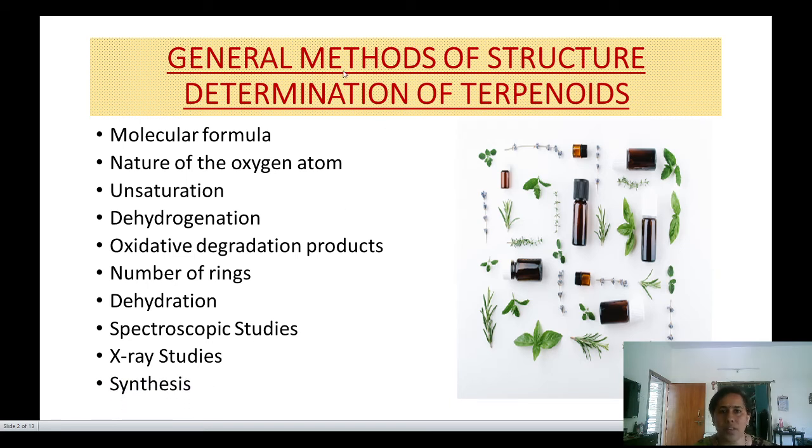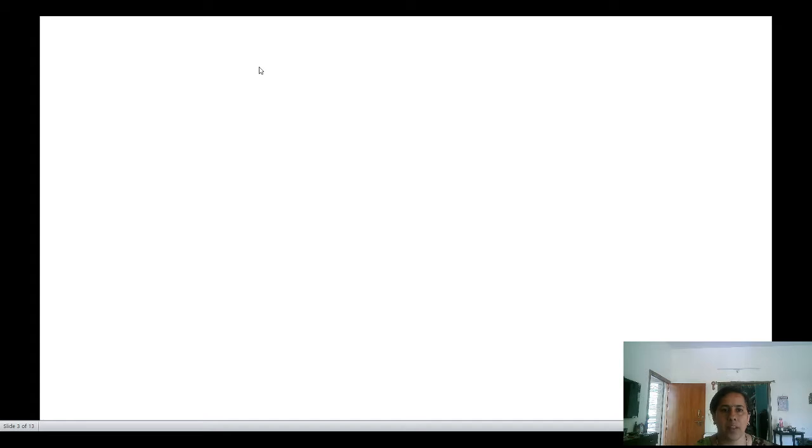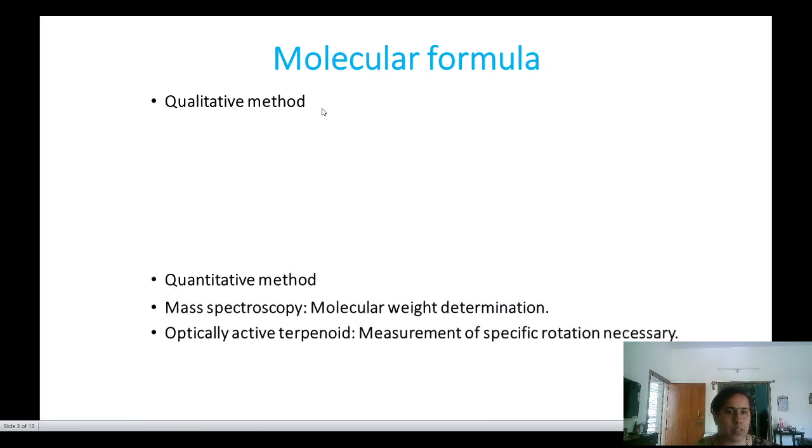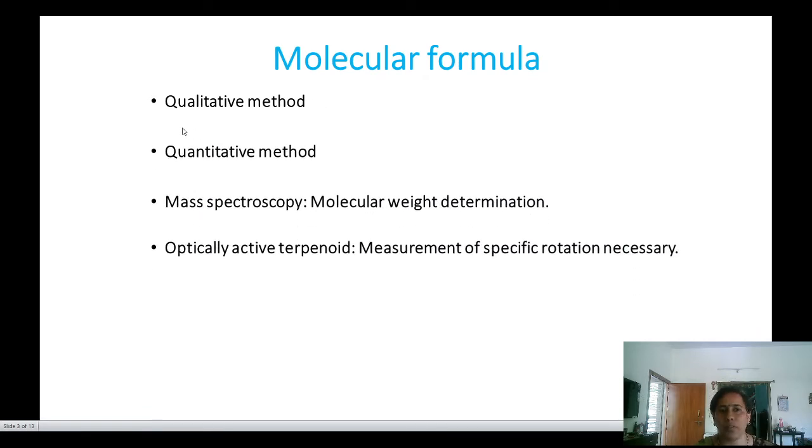So let us start the general methods for structure determination of terpenoids one by one. Now, the first point is molecular formula. The molecular formula can be determined by using four methods. Which are the four methods? First is the qualitative method. Second is the quantitative method. Third is mass spectroscopy. And fourth is the measurement of specific rotation.